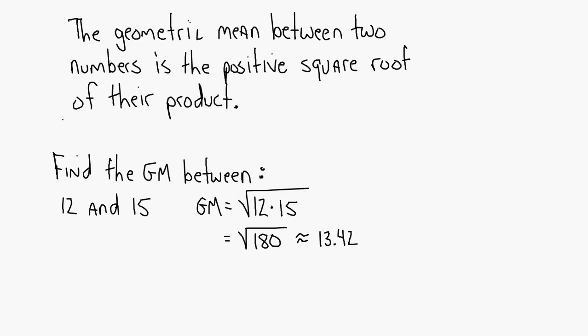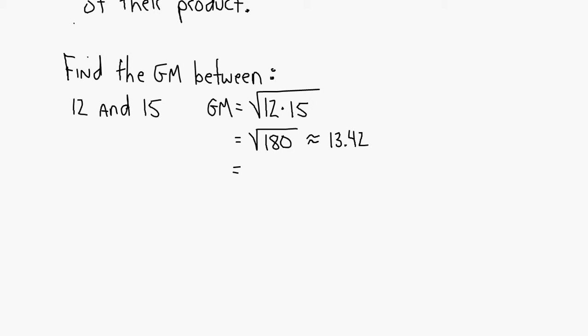The other way that you could see the answer: the square root of 180 is the same as the square root of 36 times the square root of 5, 36 being the largest perfect square that goes into 180 evenly. The square root of 36 is 6. So you could see this as 6 times the square root of 5. If you put 6 times the square root of 5 in your calculator, these two values are equal to each other.